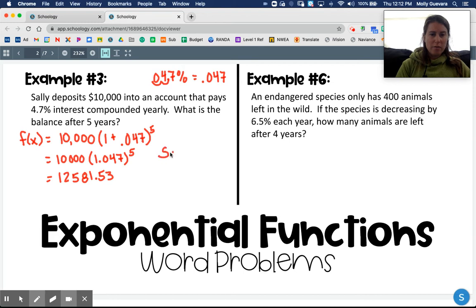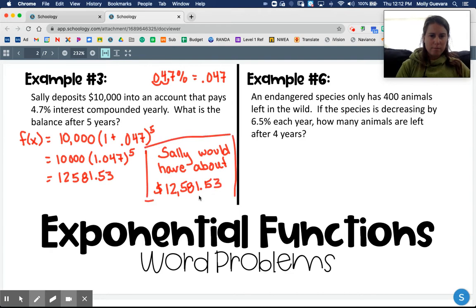Okay, so my final answer is Sally would have about, again, I rounded, $12,581.53. And that's it, right? So exponential growth is just using that same equation over and over and over again.